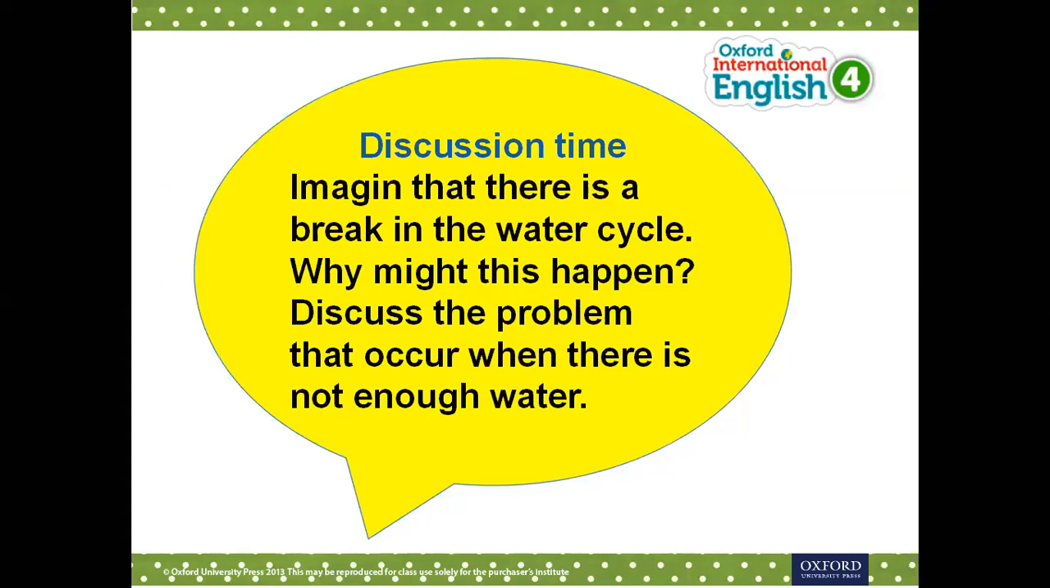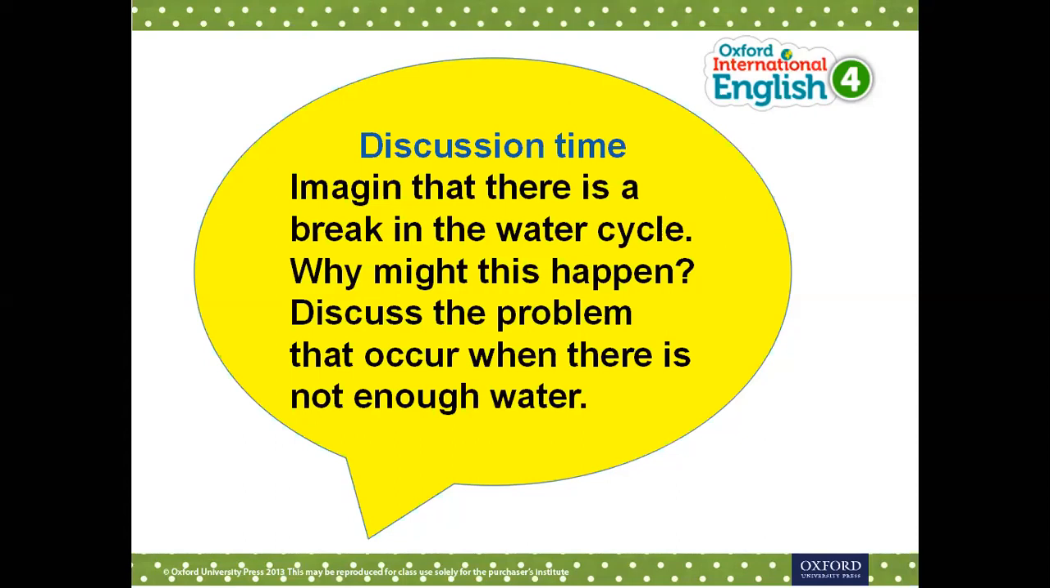Okay, discussion time. Let's take 2 minutes to discuss this very quickly. We talked about this water cycle. It's like an endless circle. Imagine that there is a break in the water cycle. Why might this happen? Discuss the problems that occur when there's not enough water. What will happen if something breaks this cycle? For example, if the clouds are not forming, the water is not coming down, or the trees are not filtering the water and cleaning the air. What will happen if one of these problems occurs and breaks the cycle?